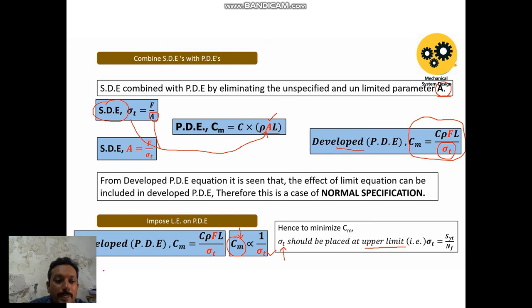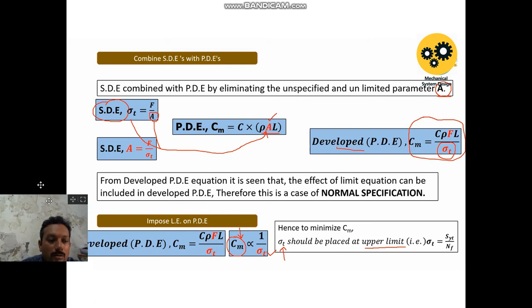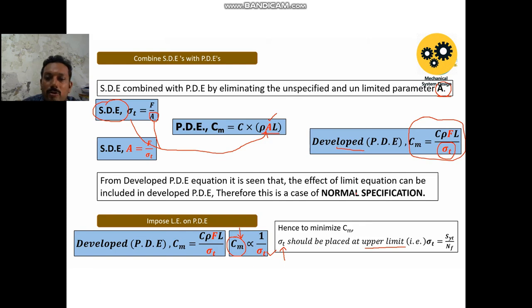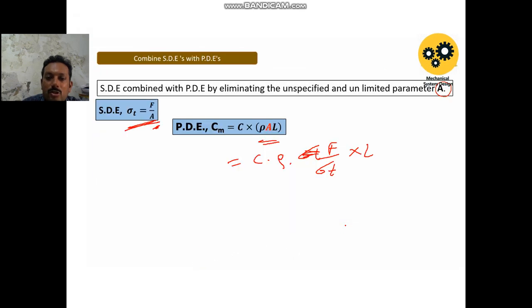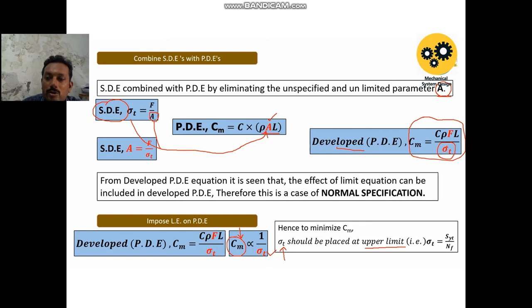Now from this developed PD, what can we say? From this developed PD we can see that the effect of limit parameters, or the limit equation, can be included in the PD. Therefore, in case of normal specification, impose the LE. LE means your limit equation. So this was the limit equation, sigma T equals SUT upon NF. That will be imposed here. So sigma T equals SUT upon NF, which we will write here on imposing on the PD.